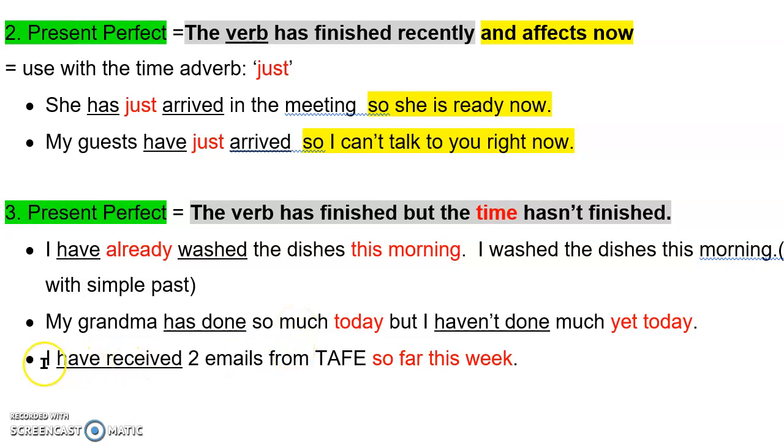Let's look at a third one. I have received 2 emails from TAFE so far this week. So our verb, have received, and our time isn't finished this week.